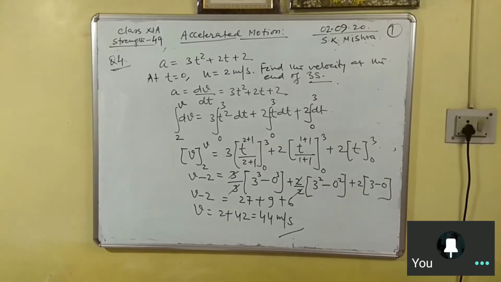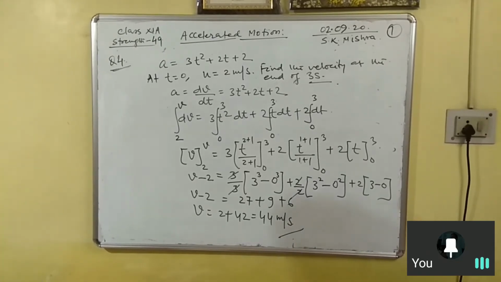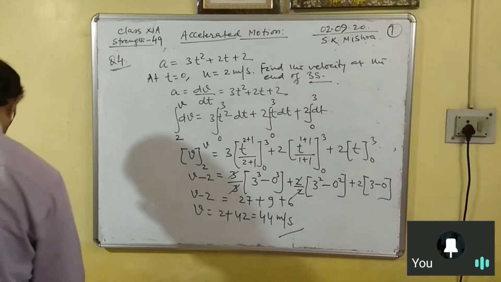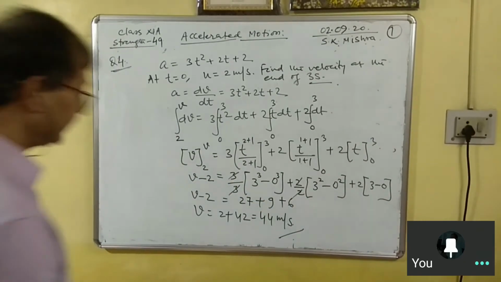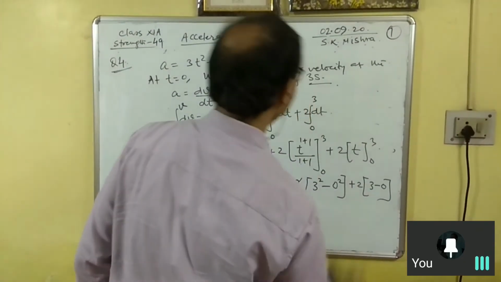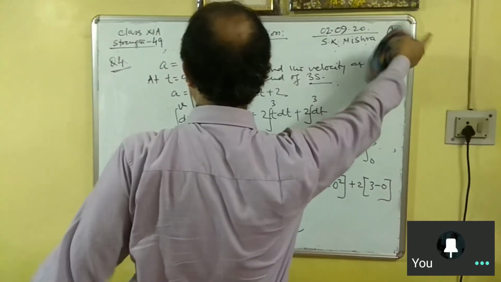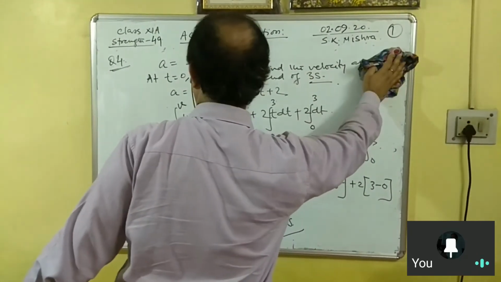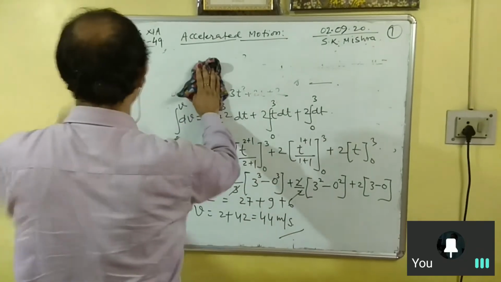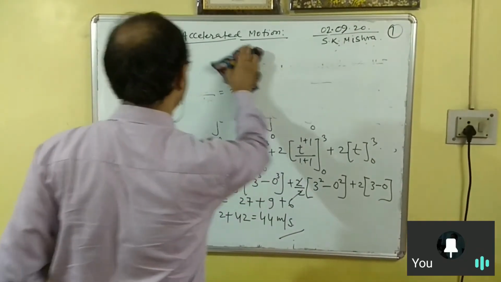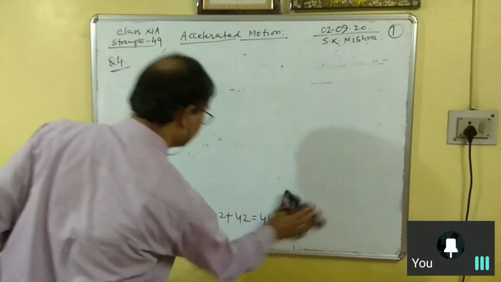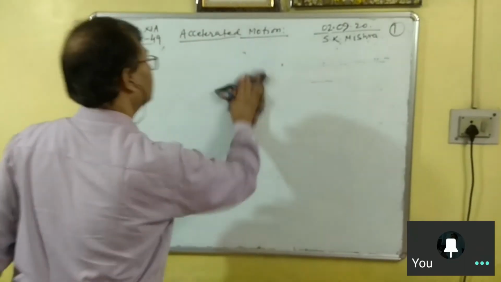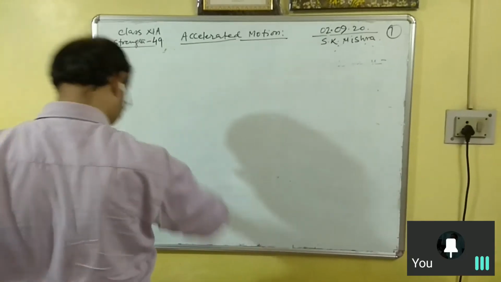Okay. Now question number 5. Take the snapshot. I will solve the next question. Taken? Page number, I forgot. Okay, you will understand. Question number 4. Then I will write question number 5. So now we are doing question number 5.